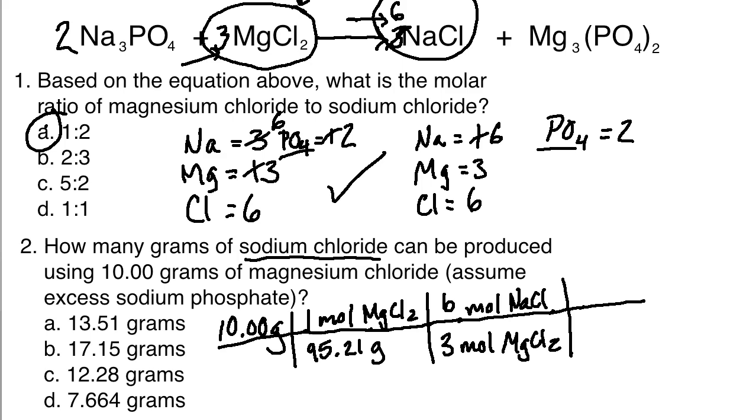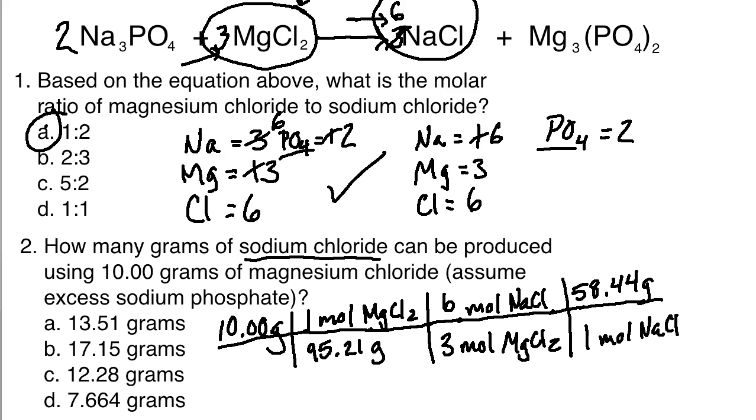Okay, so then it's asking for grams. Right now we have moles. So in order to complete this, we would need the molar mass of sodium chloride, back to the periodic table, add up sodium and chlorine, and what you should get is 58.44, or somewhere around there, grams of sodium chloride for every 1 mole of sodium chloride.